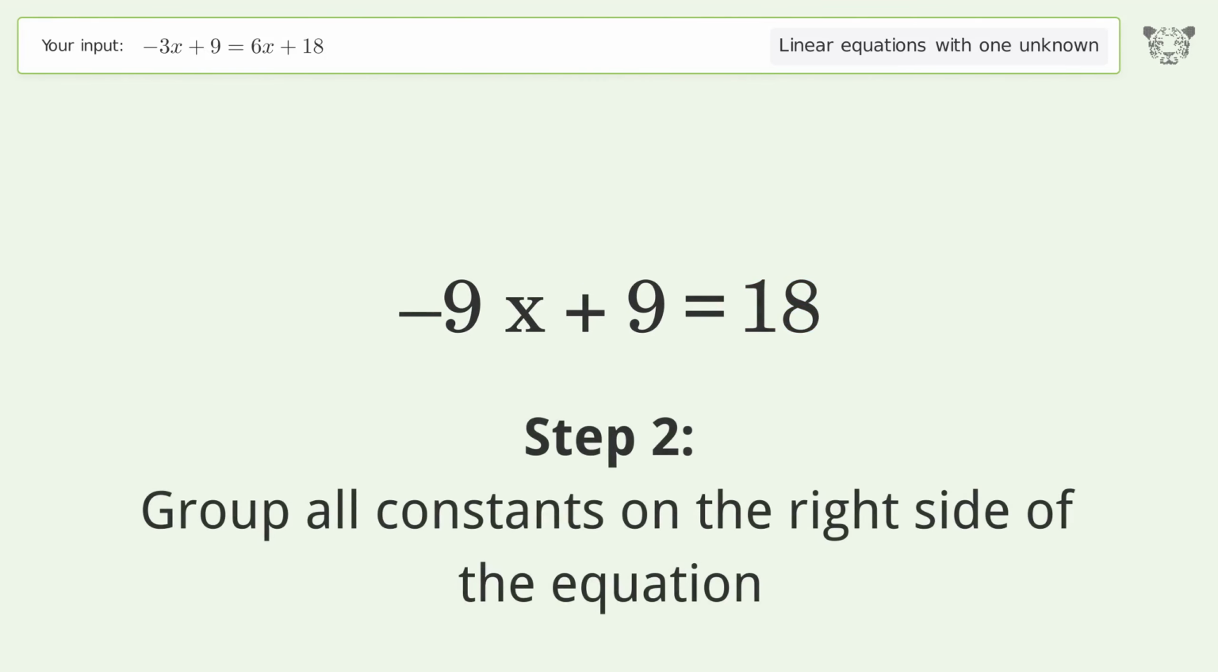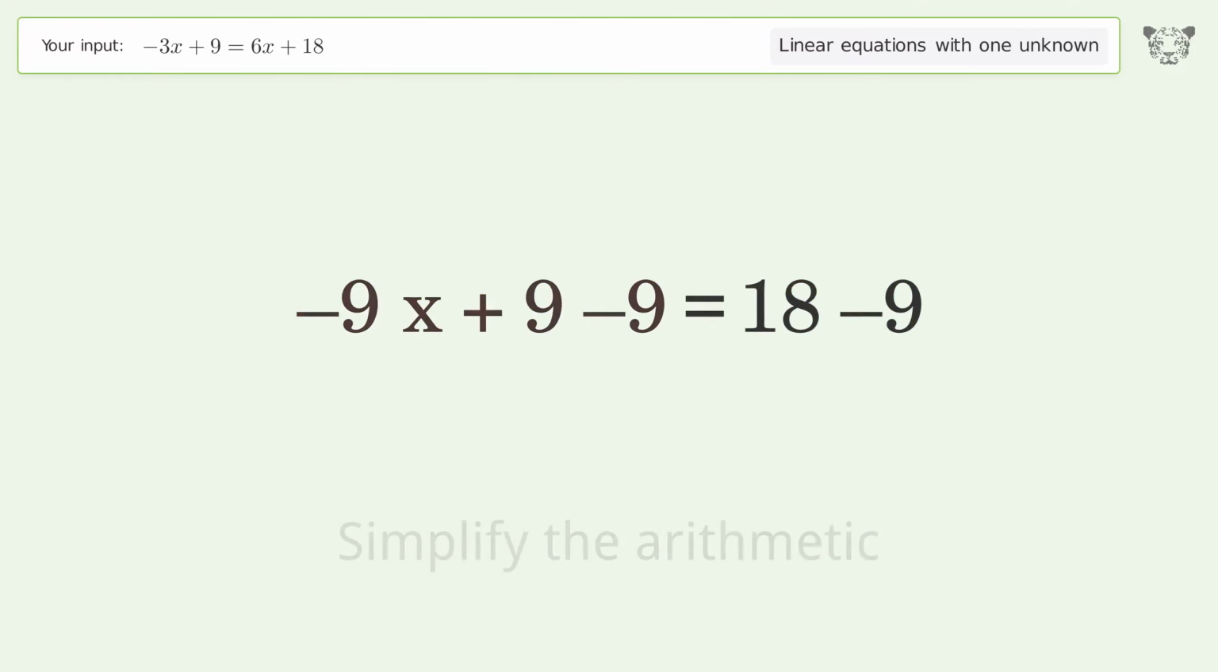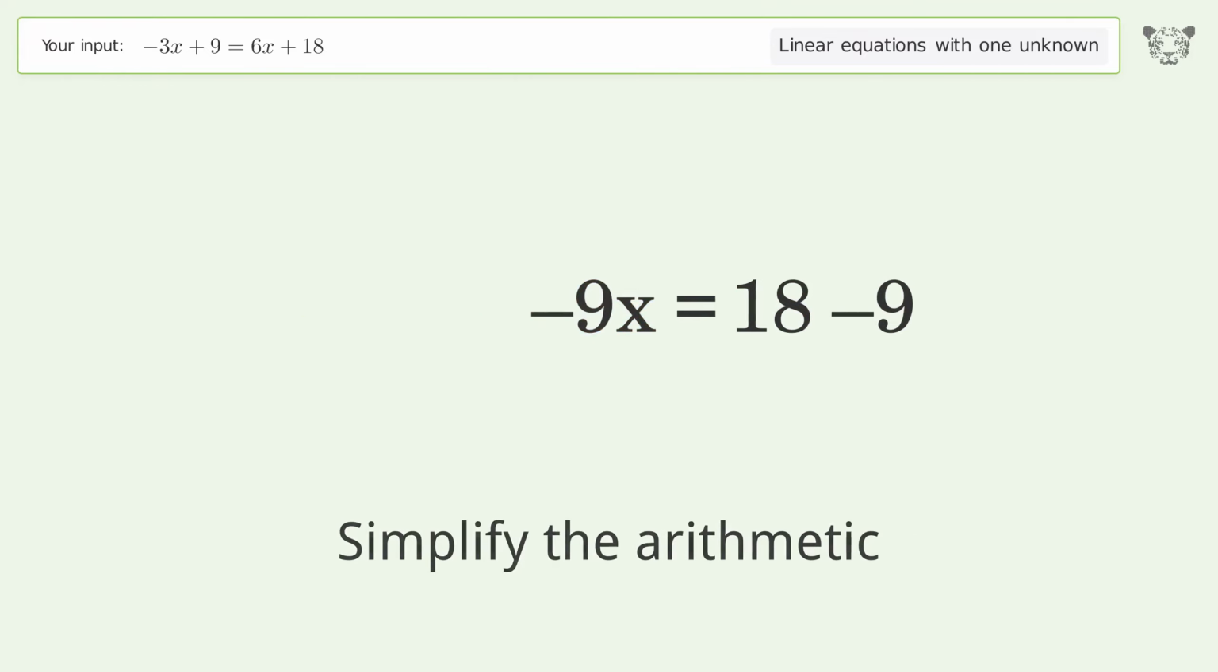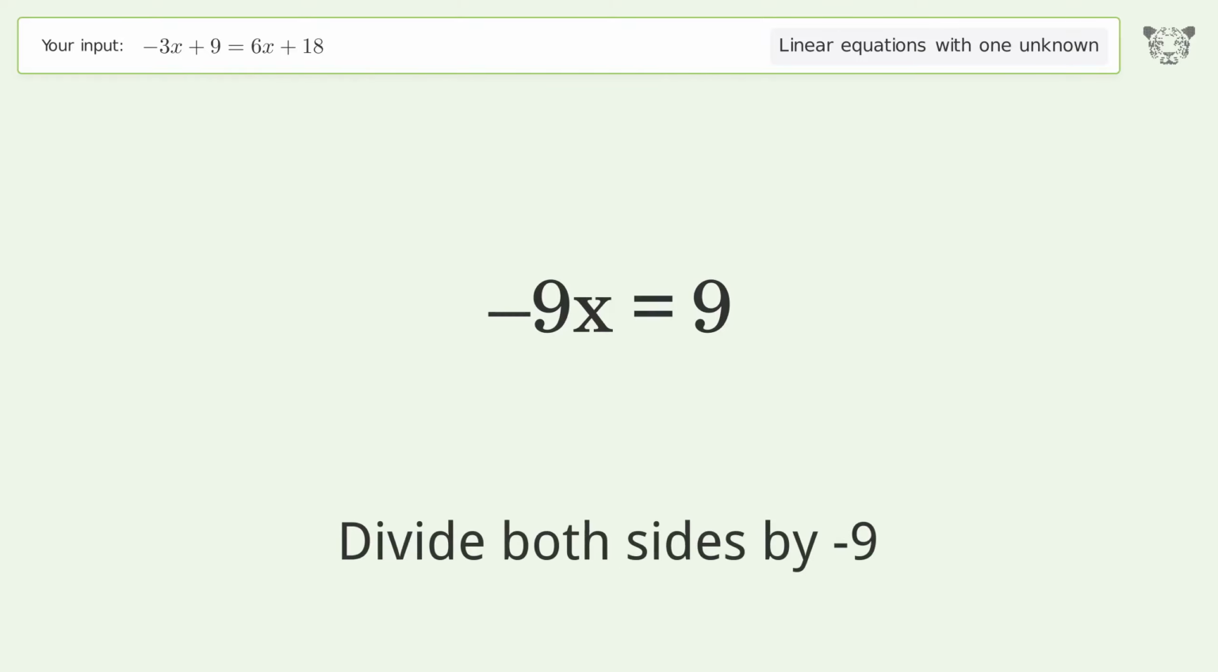Group all constants on the right side of the equation. Subtract 9 from both sides. Simplify the arithmetic. Isolate the x. Divide both sides by -9.